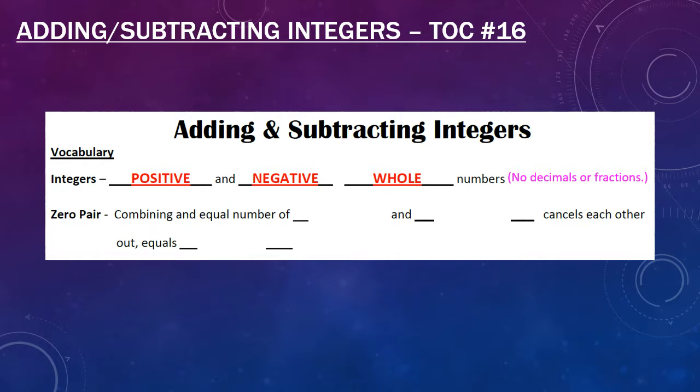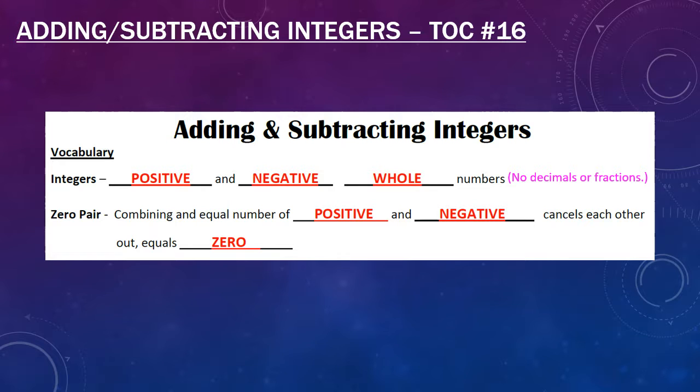The other part that you need to know is new. It's called a zero pair, and that is when you combine an equal number of positive and negative pieces or numbers, and those cancel each other out, meaning that when they cancel each other out, that equals 0.